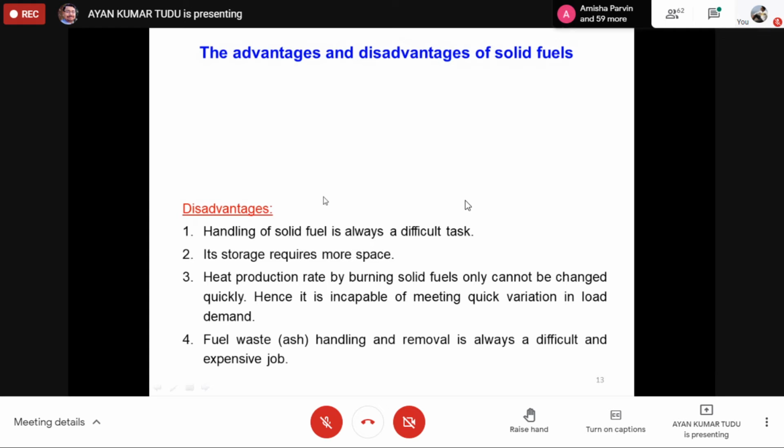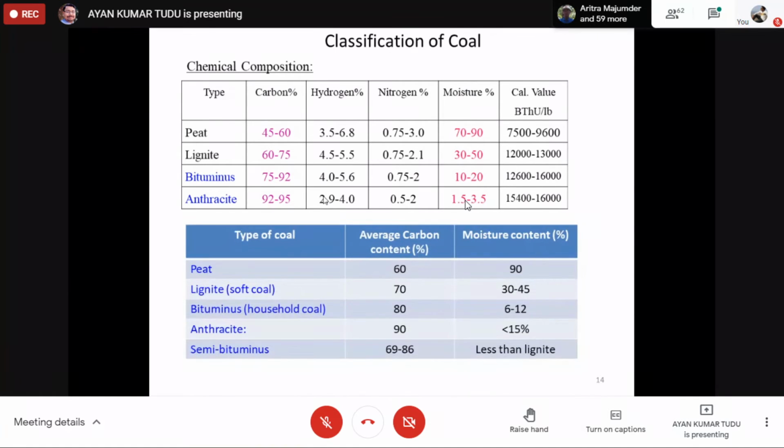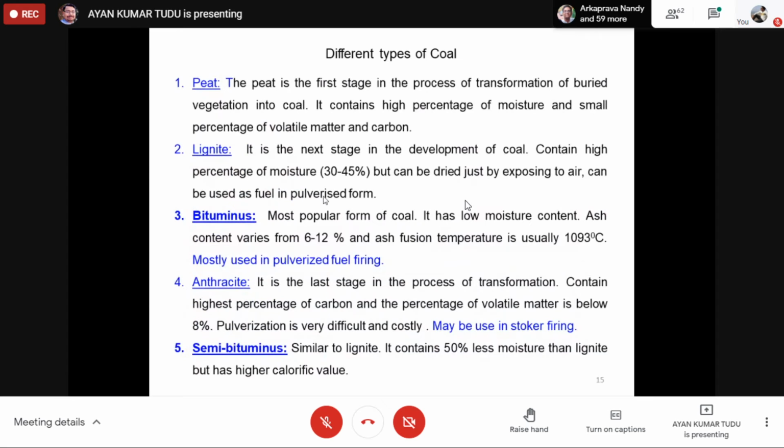Okay, so next is our classification of coal. There are actually 4 types of coal: peat, lignite, bituminous and anthracite. You can very well see the calorific value, the carbon percentage and the moisture content. So as you can see, the lower the grade of coal, the higher the moisture content and the lower the carbon content. The higher the grade of coal, the lower the moisture content and the higher the carbon content. Okay, so different types of coal, as you can see.